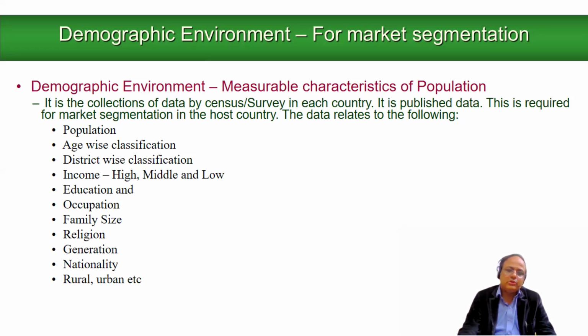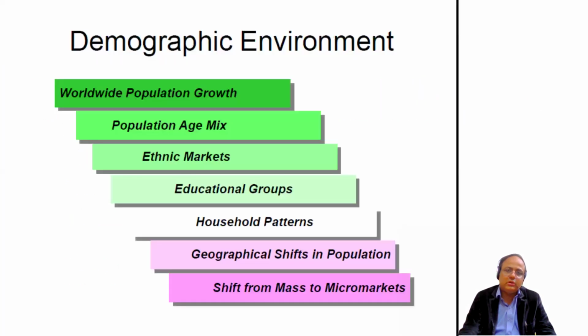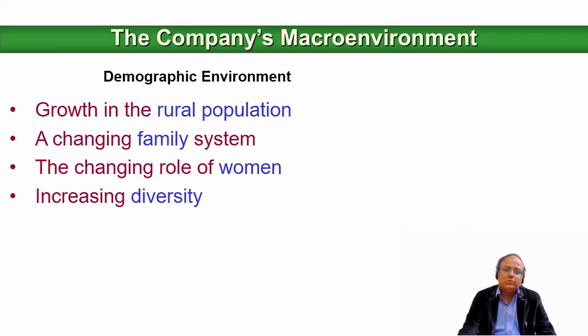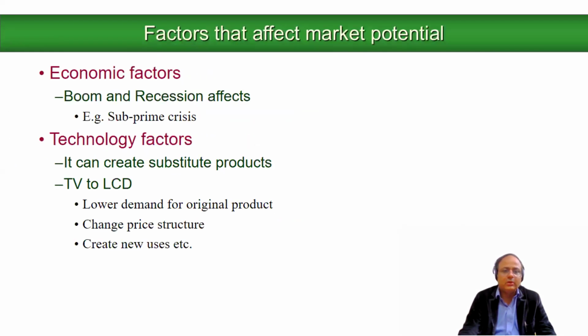So population can be measured, age can be measured, income can be measured, education can be measured, occupation can be measured, family size can be measured, religion can be measured. So anything that can be measured would come under the purview of the demographic environment. And this may also include worldwide population growth, ethnic markets, educational groups, and the shift from mass to micro markets. So the demographic environment includes the growth in rural population, how much is there, the changing family system, the changing role of women, and increasing diversity.